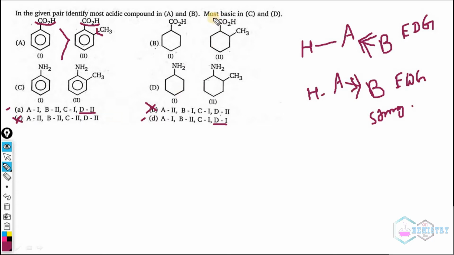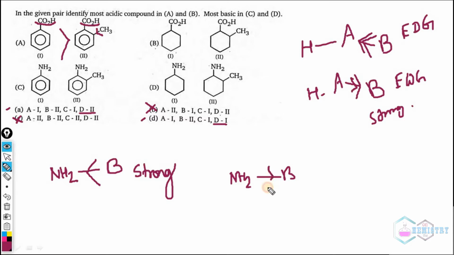So how will we check? It says most basic in C and D. So we have to compare the basic strength. Now, quick tip. This is a basic group and this has a group. If it donates electron, the base will be strong, and if it withdraws electron, the base will be weak. So the CH3 group is donating electron, and hence this will be most basic, as we have already mentioned here. So in this case, for D, 2 will be the correct choice.